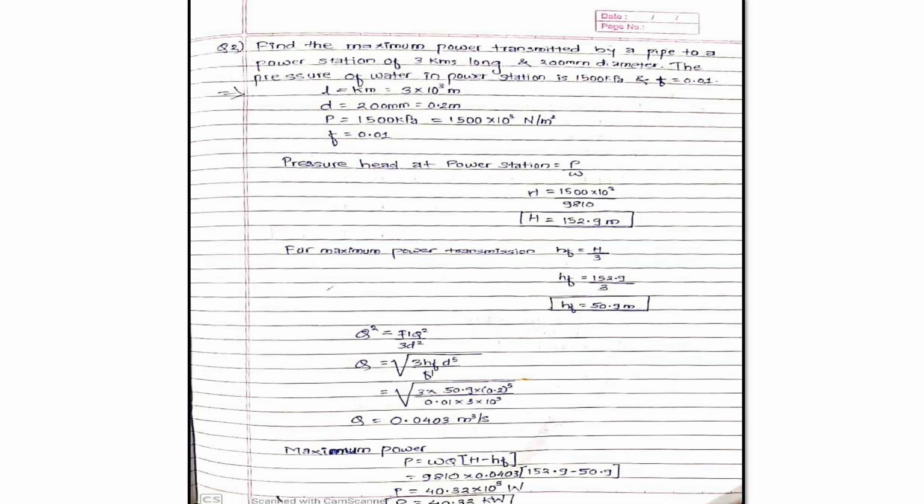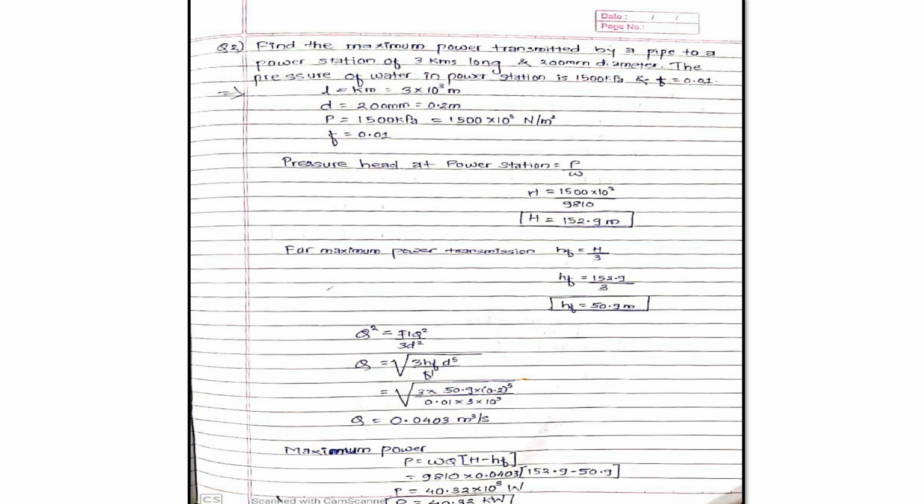So the given data: L is how much? It is 3 kilometers, that is 3 into 10 raised to 3 meters. Diameter of the pipe D is 200 millimeter divided by 1000, that is equal to 0.2 meter. The pressure 1500 kilopascal is equal to 1500 into 10 raised to 3 Newton per meter square, and Darcy's coefficient F is equal to 0.01.